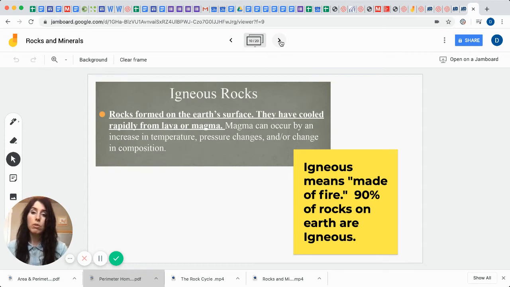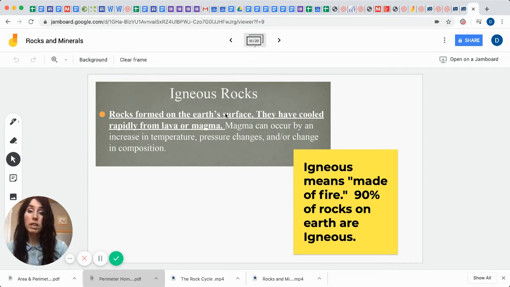Okay, igneous rocks, it means they're made of fire. So where do you think that they're going to be formed? And by the way, 90% of our rocks on Earth are igneous. Typically, they're found near mountainous regions, aren't they? So in order to be igneous, it has to have heat, and it comes from the flow of lava or magma from a volcano. Magma can occur by an increase in temperature, pressure changes, and or change in composition.